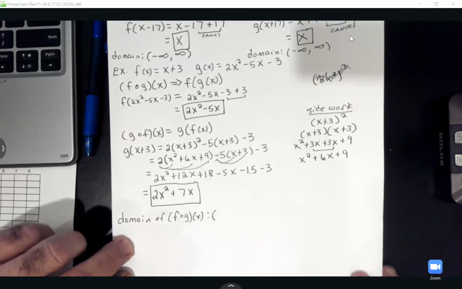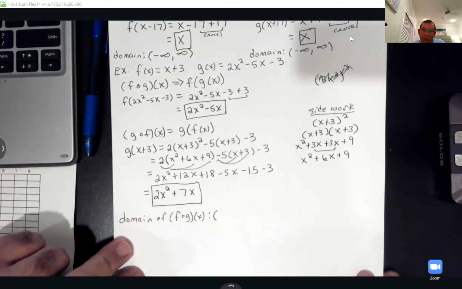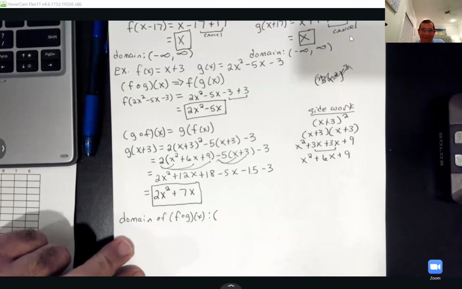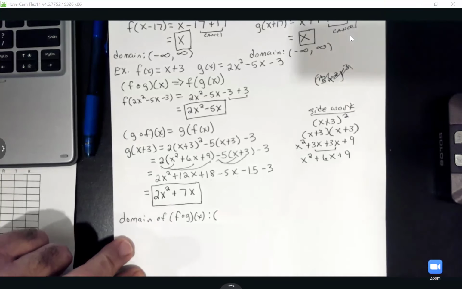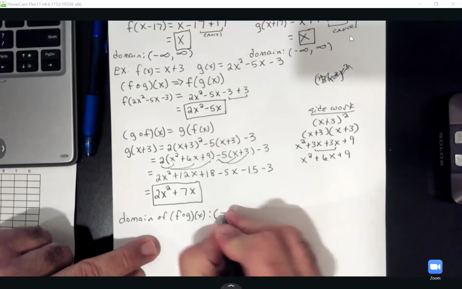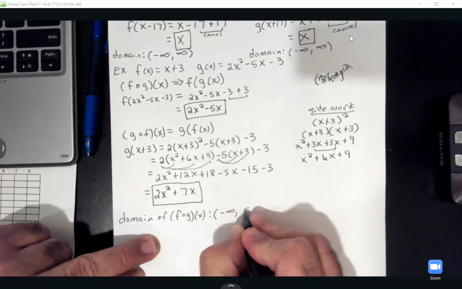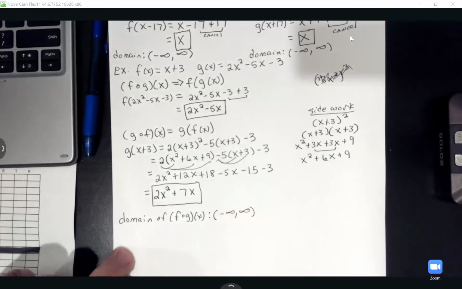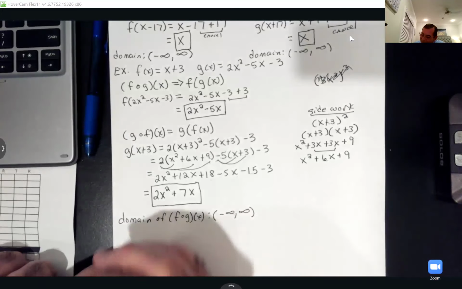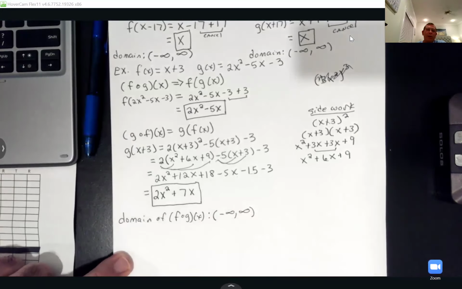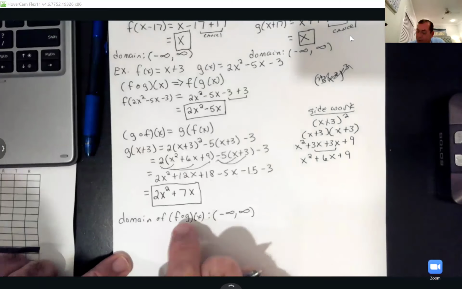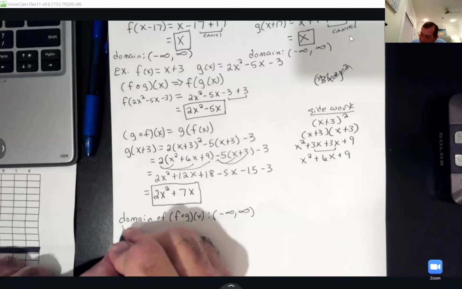Let me think. Well, there's one thing I'm looking for and I don't see it. Fractions. I don't see fractions again. So it's a real number, so the domain is all real numbers, negative infinity to positive infinity. You're gonna see that all these functions are this unless you got a fraction, okay?